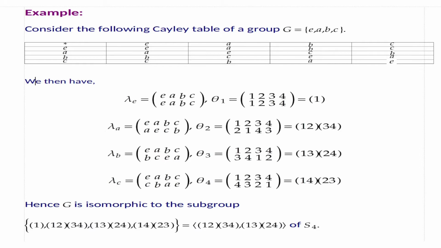Hence G is isomorphic to the subgroup consisting of the identity 1, the product of the cycles 1 2 and 3 4, the product of the cycles 1 3 and 2 4, and the product of the cycles 1 4 and 2 3. So you can see that it is isomorphic to this subgroup of the symmetric group S4. So we have now demonstrated by means of an example the application of the previous theorem.